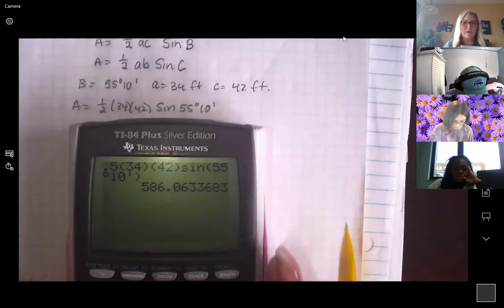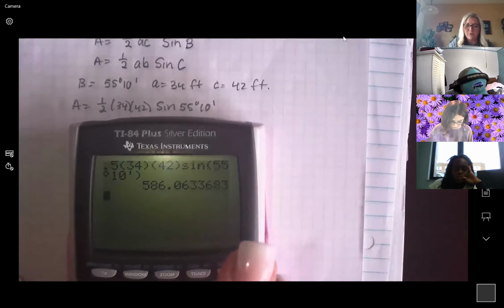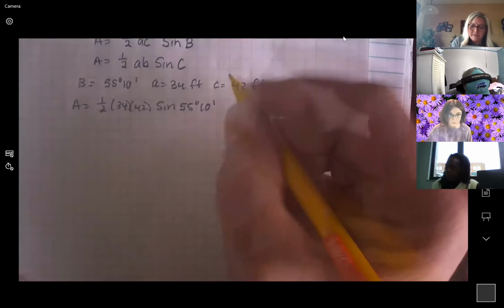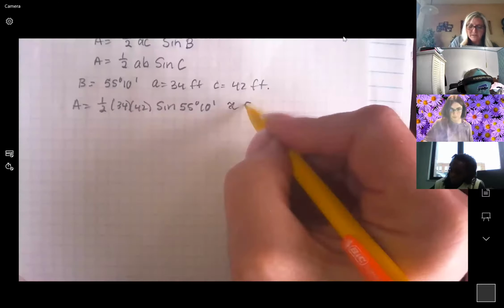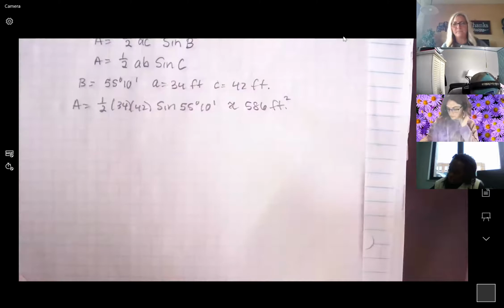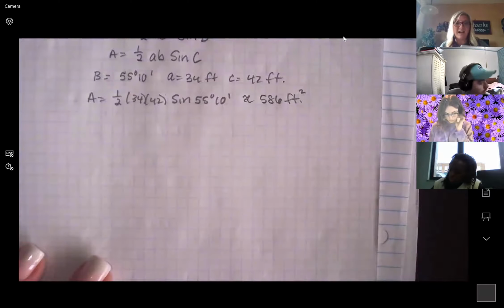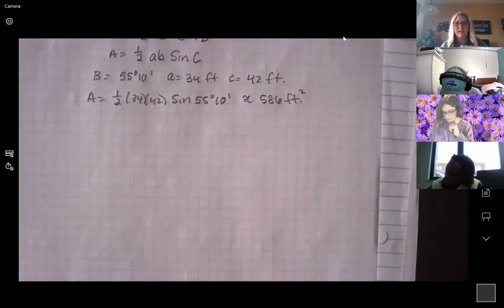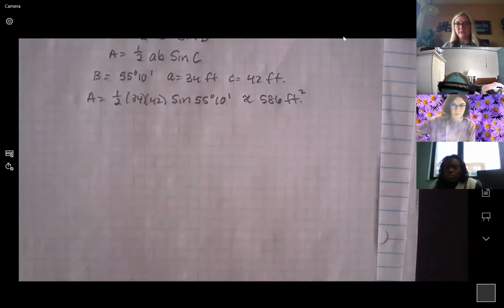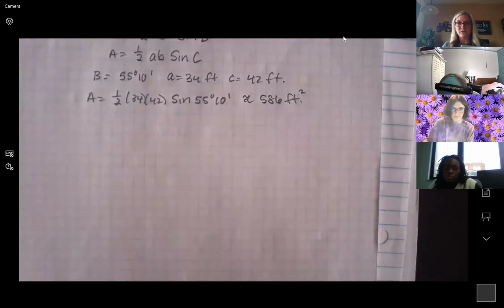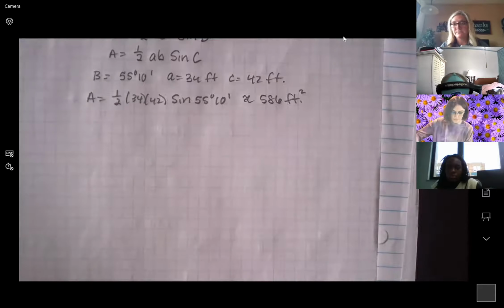So if we round it, just round it to a whole number. I didn't really tell you that. So it's approximately 586 feet squared is the area of that triangle. Remember, area is always squared. It's not difficult, and all of these are really just calculating. So any error that you have usually is just through calculations.